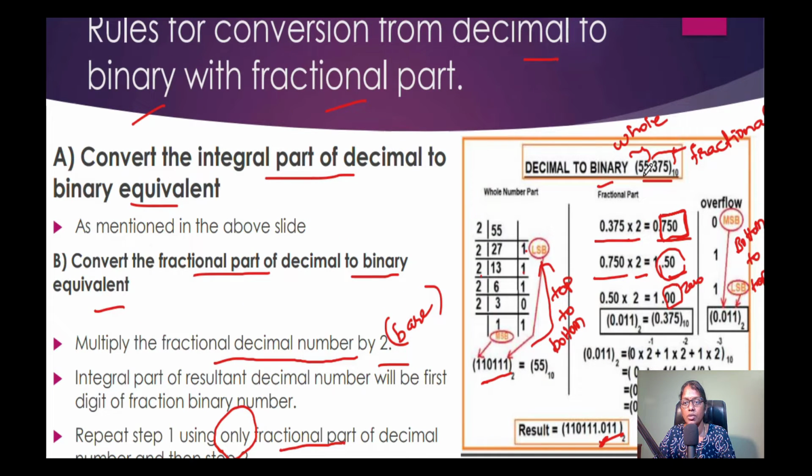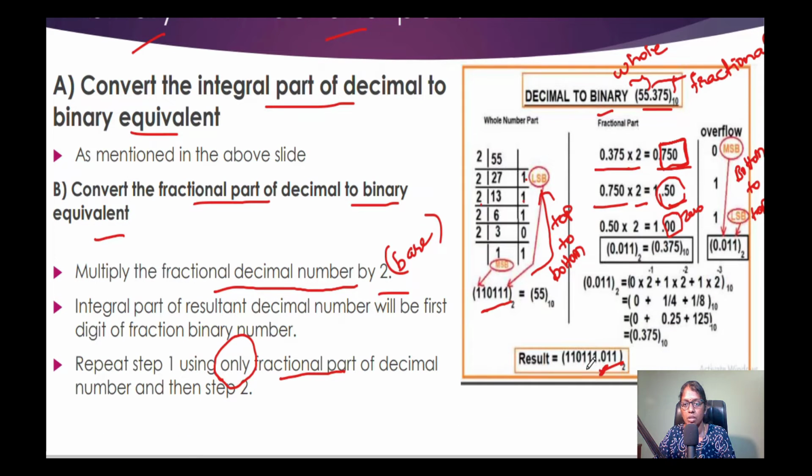So the decimal value is 55.375. The binary value is 110111.011, which is the equivalent binary value.